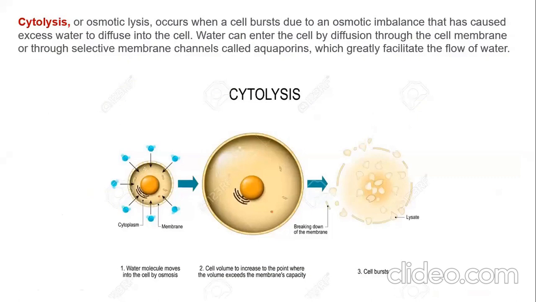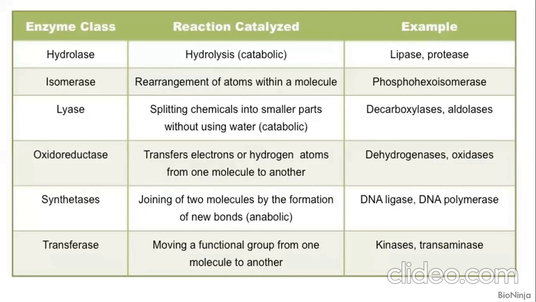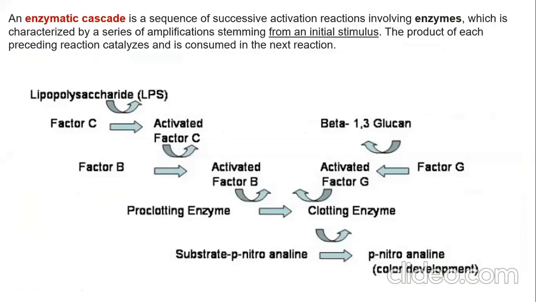And cytolysis we have spoken about here, and also different classes of enzymes and whatever they do: transferase function of the enzyme, lyase and hydrolase enzymes. One more important thing: if you understand this cascade, it will be very easy for us to look into the complement pathways. For example, an enzymatic cascade is a sequence of successive activation reactions involving enzymes at different steps, characterized by a series of amplifications stemming from the initial stimulus. An enzymatic cascade starts with a stimulus and then goes into multiple cascade reactions.